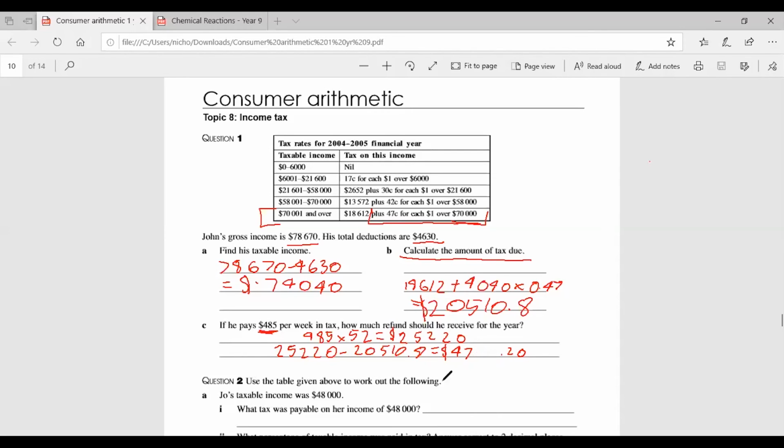So that is income tax, and that's how we calculate it. What are the steps we used? First, taxable income. So when we're finding income tax, step 1, find taxable income. This is the income he'll be paying the tax for. And how did we find this?